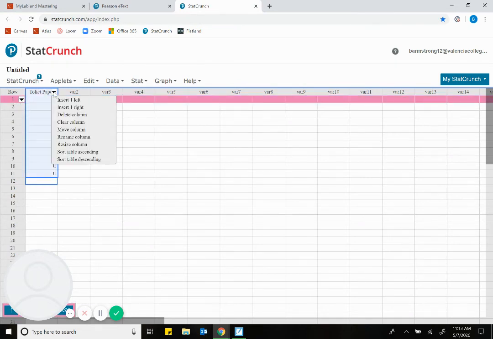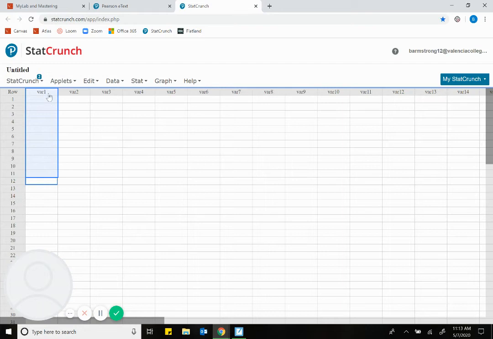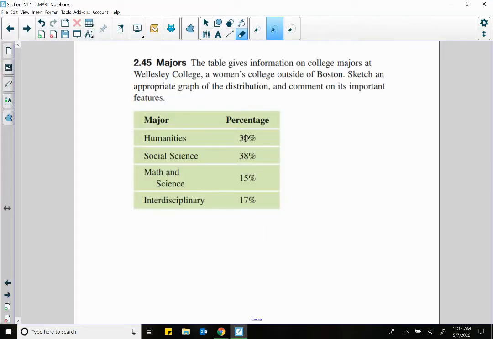What we need to do is clear this information out. Sorry, I was just looking at something real quick. So you want to come up here, hit that arrow, say clear column. There, takes it all out. Now what we want to do is call this percentages. Down here, you're going to put in those four percentages we had. Let's go back and look. Yes, 4 percentages down below. So 30%, 38%, 15%, 17%.